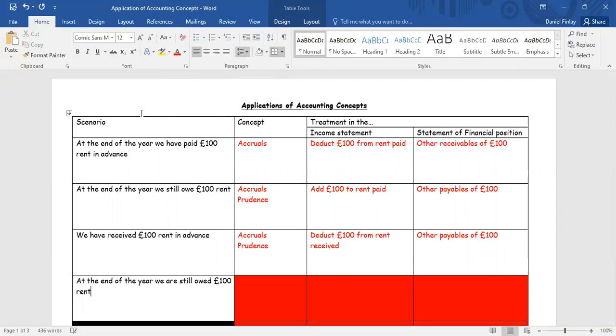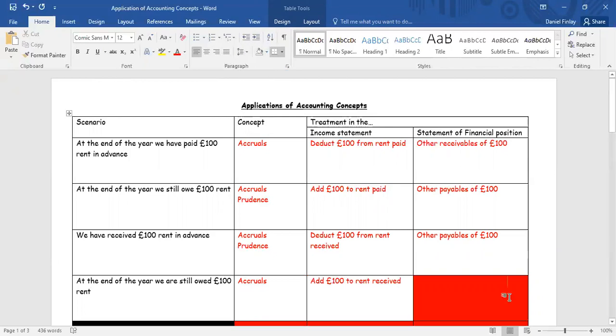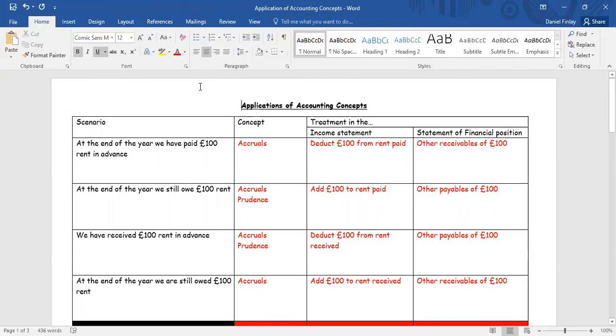And the final one to do with all this was at the end of the year, we are still owed £100 rent. So it's an accrual of income this time. So our concept is accruals. So that £100 we should have received this year. So to fix that, we're going to add it on to the rent received account. And it's going to be an other receivable, because we should receive that £100.